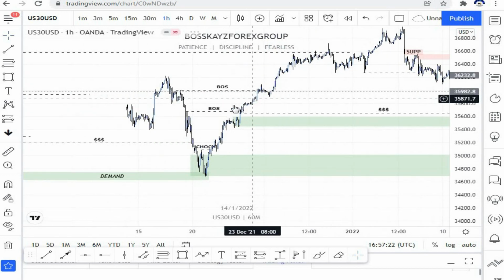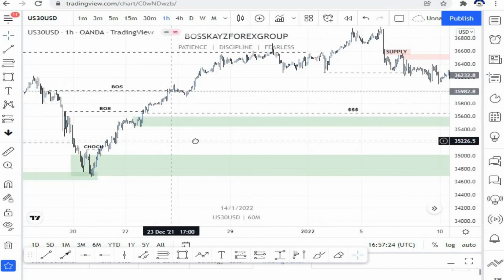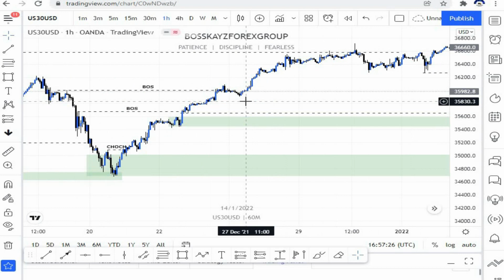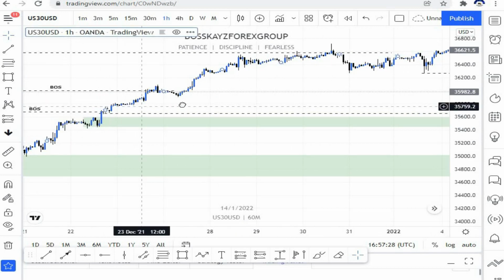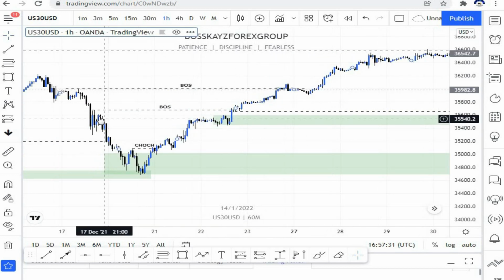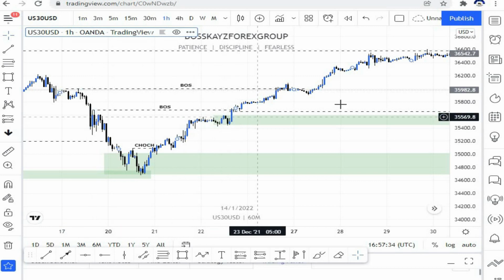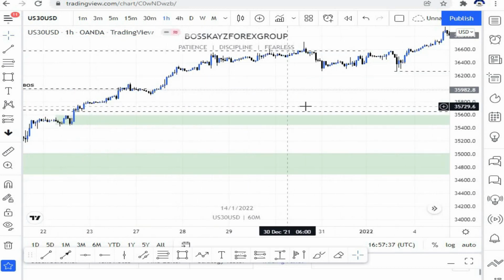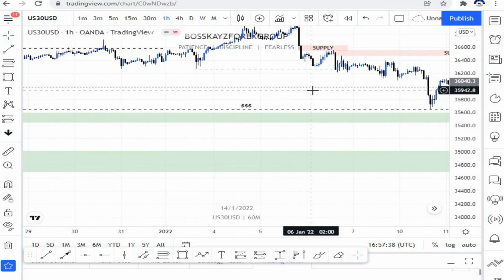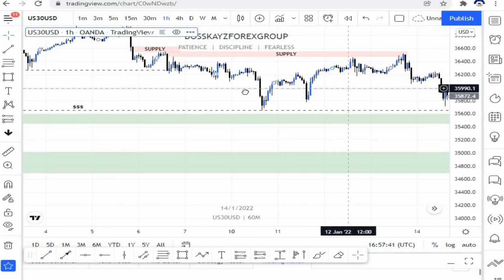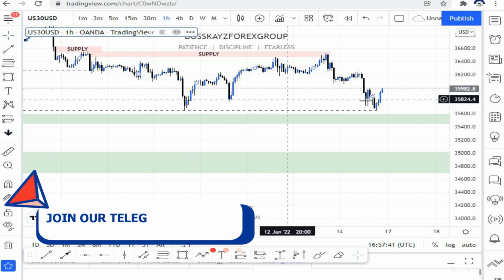As you can see, guys, this OB was before breaking the structure, right? We had a lower high right there. That's why I labeled this one, and you can see the reaction after reaching that zone, guys.